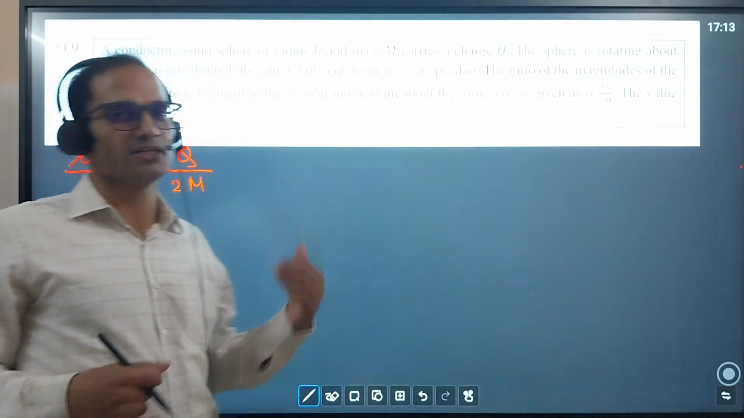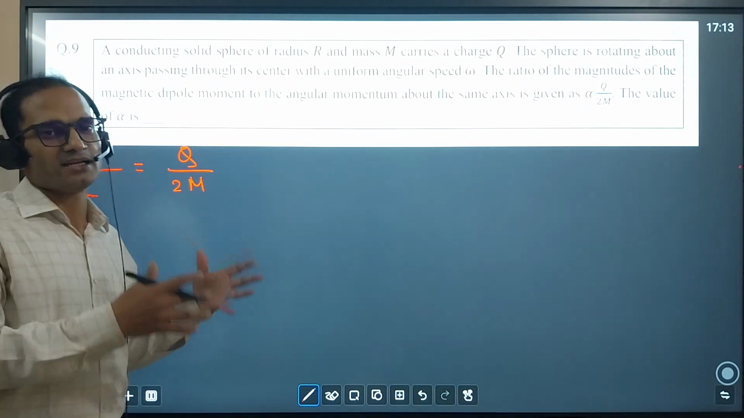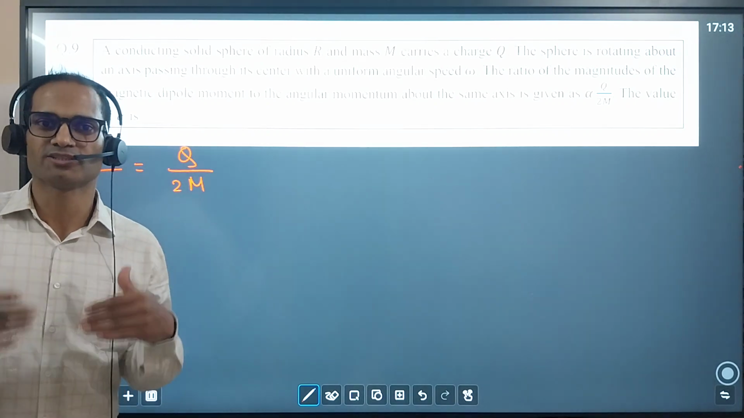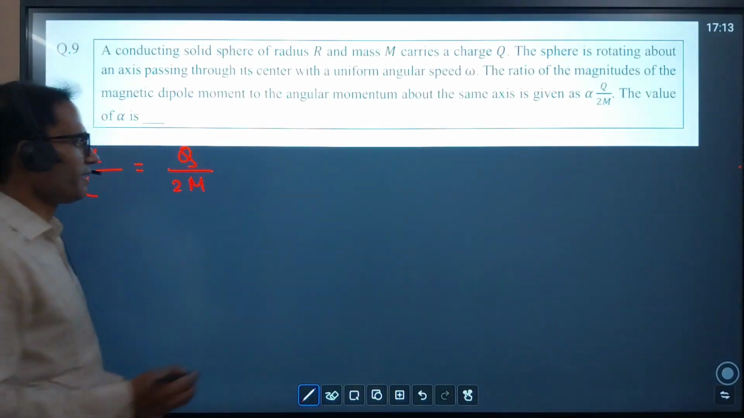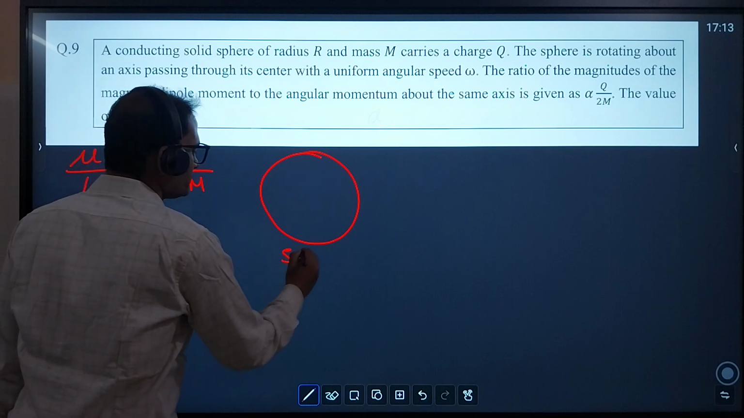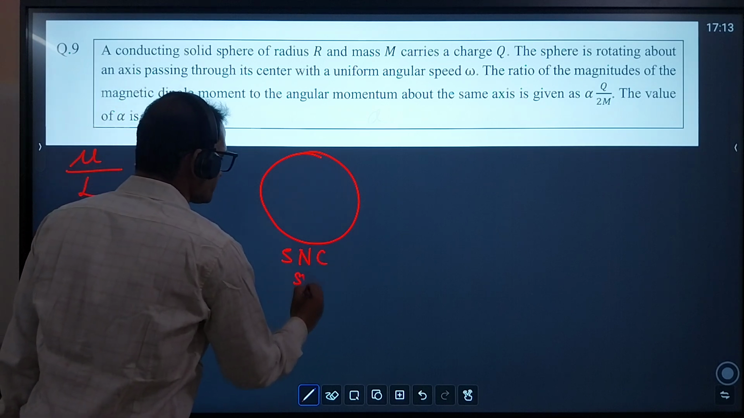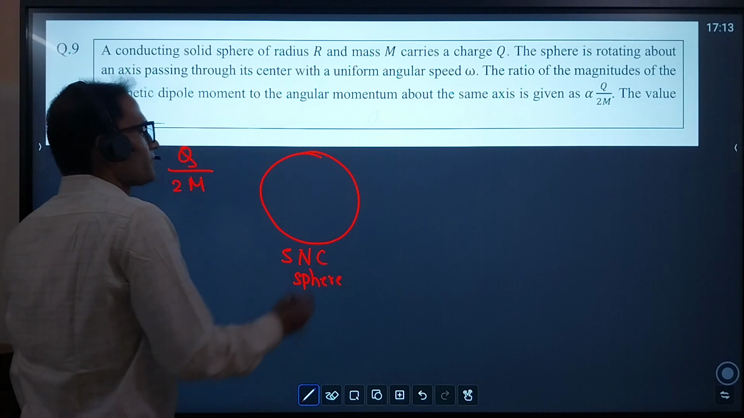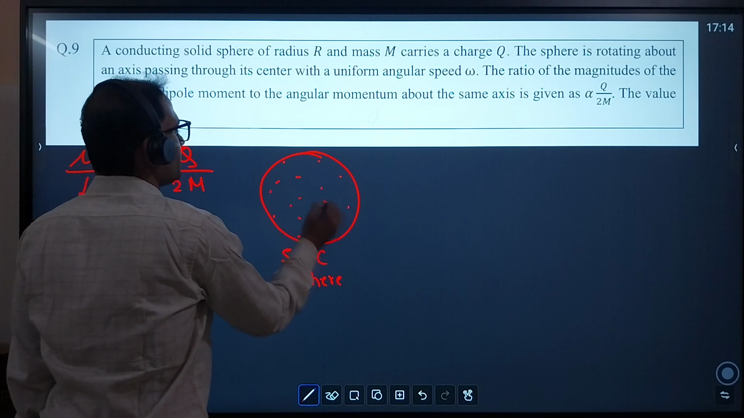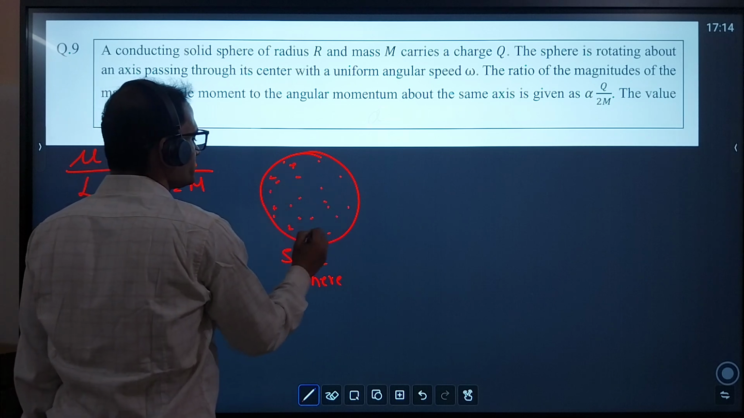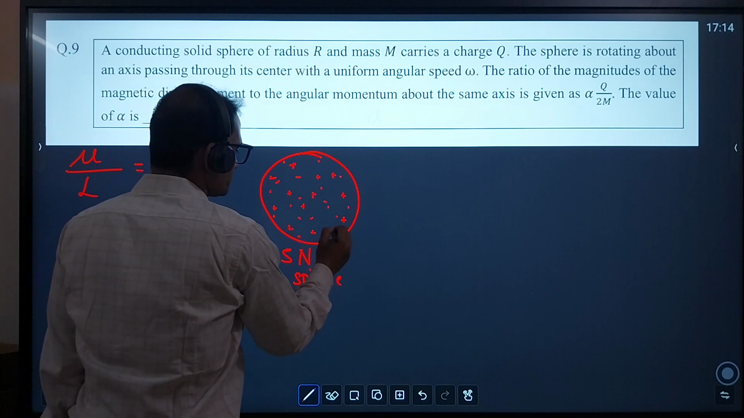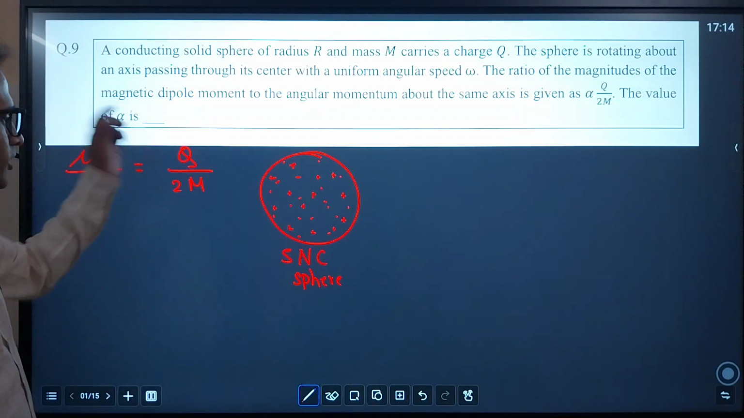This formula is valid only when charge and mass are distributed in the same manner. What is the meaning of this? Suppose we have a solid non-conducting sphere. Mass is distributed all over the body, and charge can also be distributed all over the body. So in this case this formula will be valid.